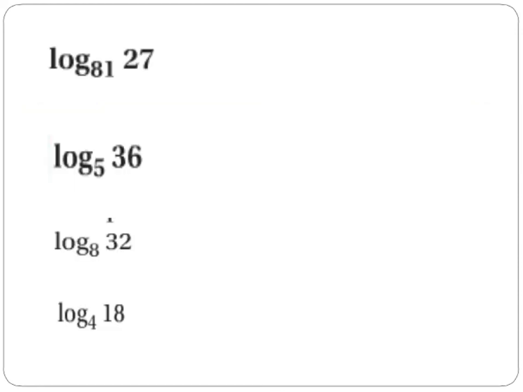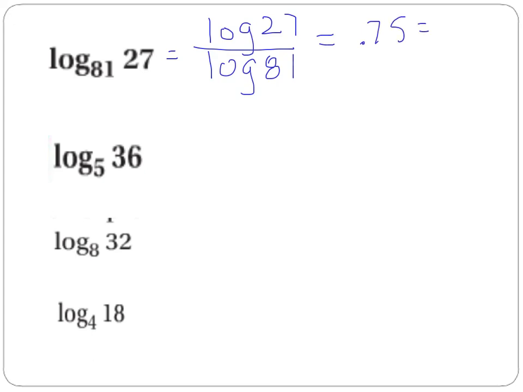So if I'm going to do my change of base for this first one, this would be equal to log of 27 divided by log of 81. Again, they have the same base because when you do not write the base, it's always assumed that it's a log base 10. And if you put that into your calculator, you would get 0.75, or else you would get 3/4.